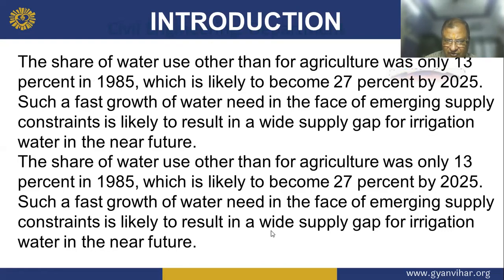The share of water use other than agriculture was only 13% in 1985, which is likely to become 27% by 2025, and such a fast growth of water need in the face of emerging supply constraints is likely to result in a wide supply gap for irrigation water in the near future.